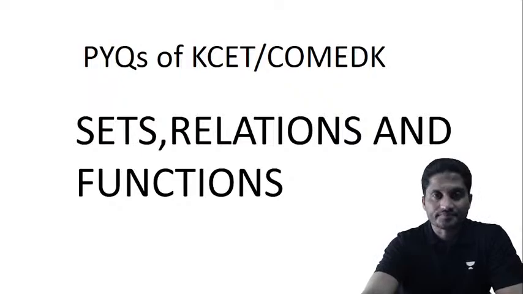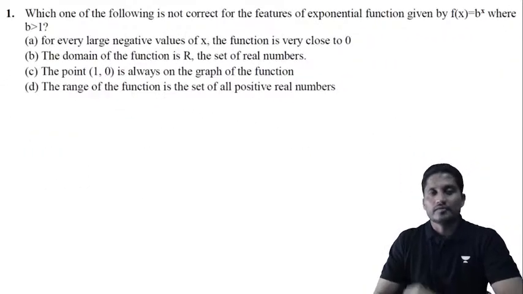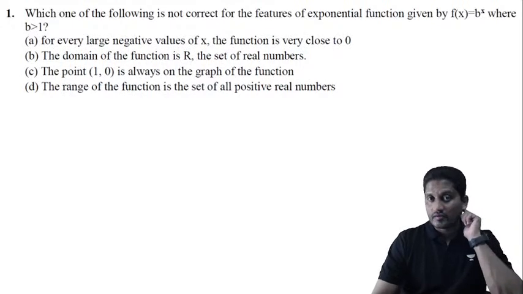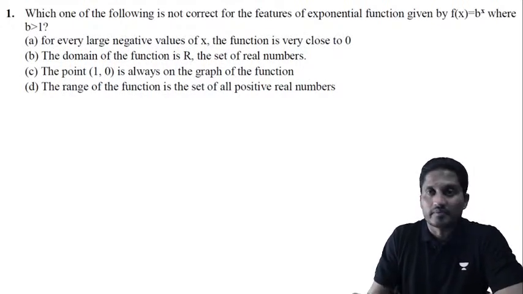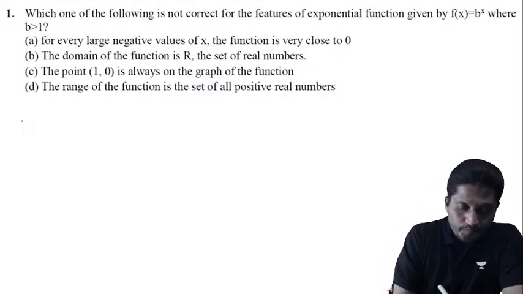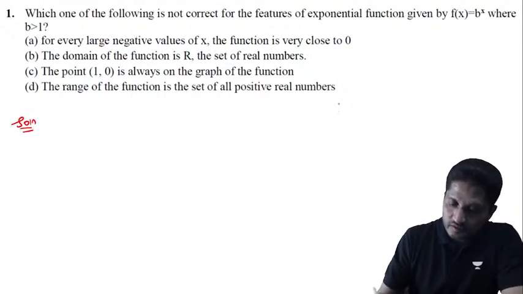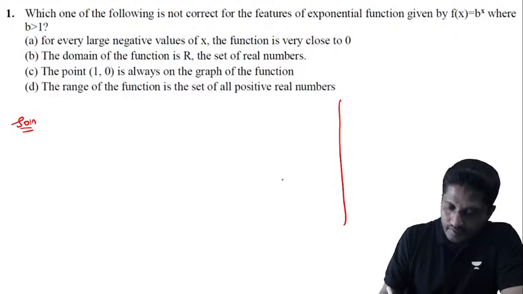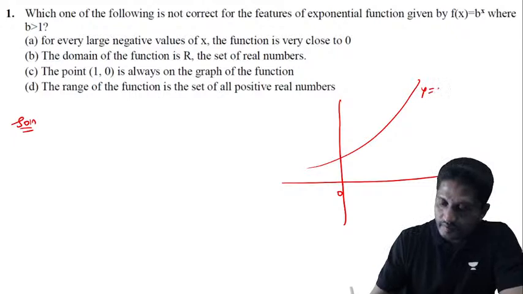Question number 1. Which one of the following is not correct for the features of the exponential function given by f of x is equal to b power x? B power x is an exponential function, right? So b is greater than 1. So this is the graph of the exponential function. This is y is equal to b power x.